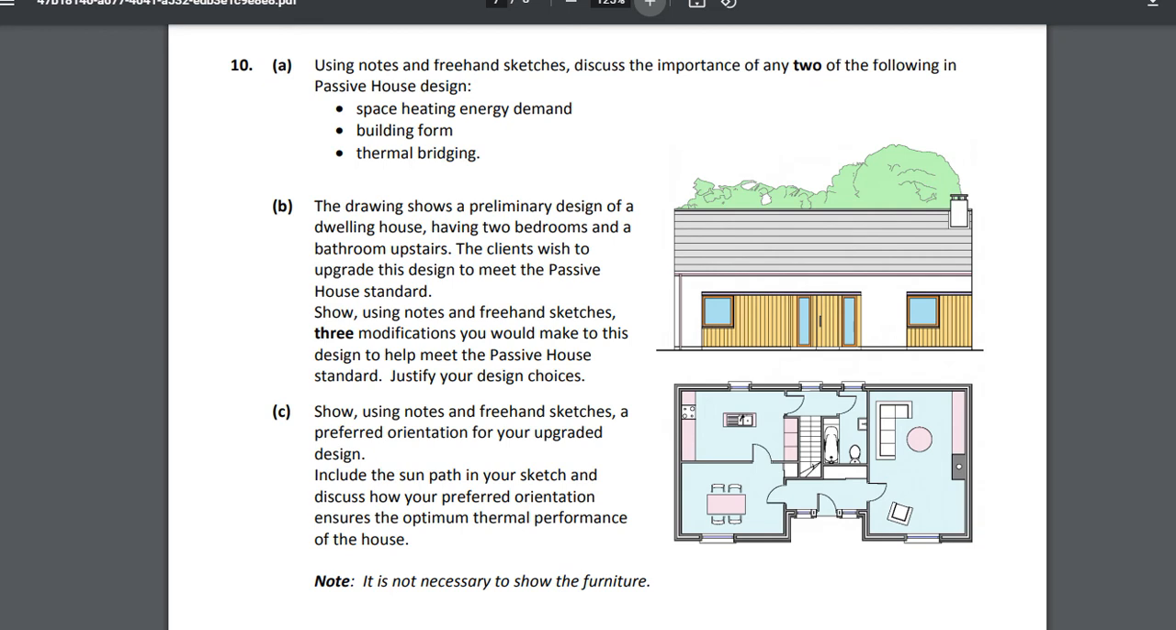Thermal bridging. Thermal bridging is conduction of heat. So in other words, if you lose heat through the foundation, if you lose heat through the jambs of the window or the doors, that's all thermal bridging.